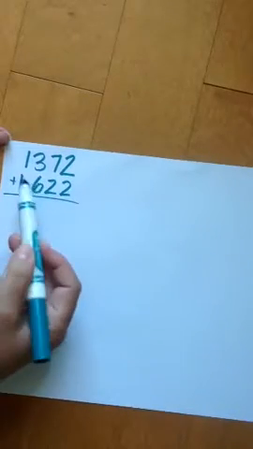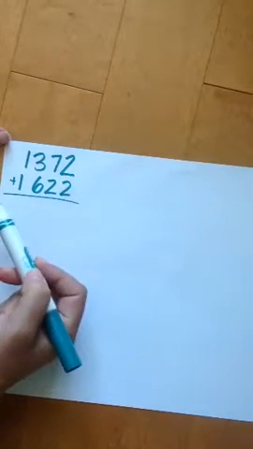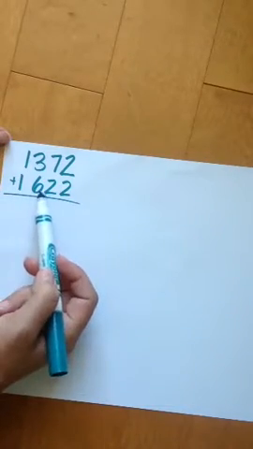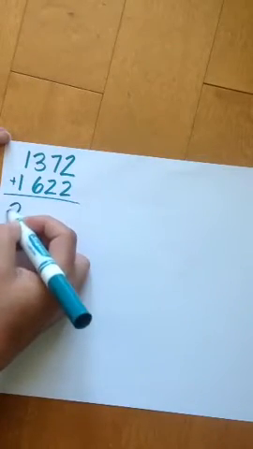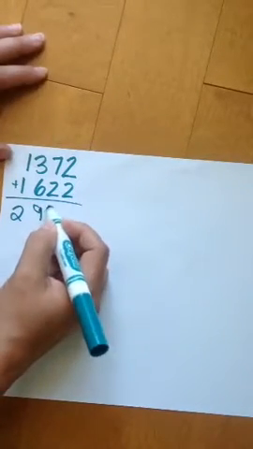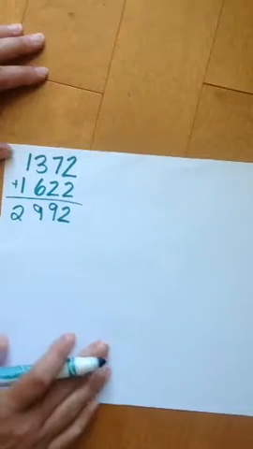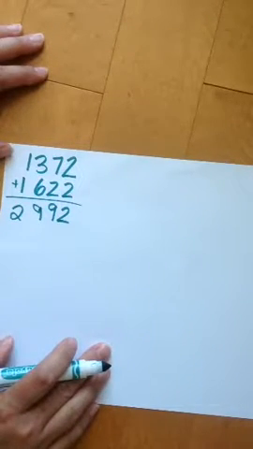So say they said that 2 people went hunting for Pokemon Go's. They went on a walk. One person found 1,372 and the other person found 1,622. And in total, they found 2,992. What they're asking you is, is that answer reasonable?